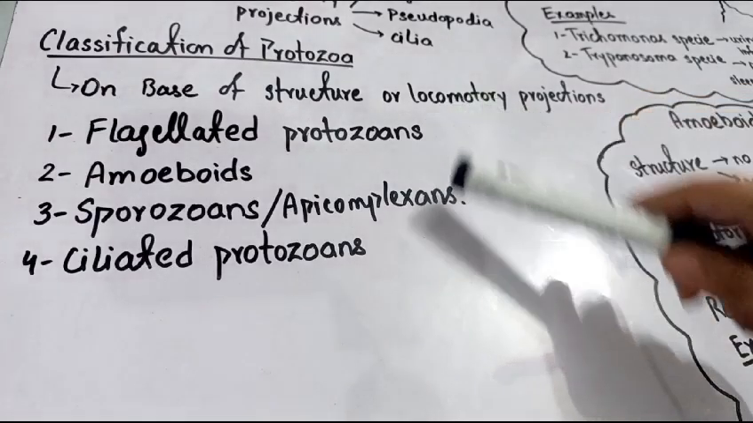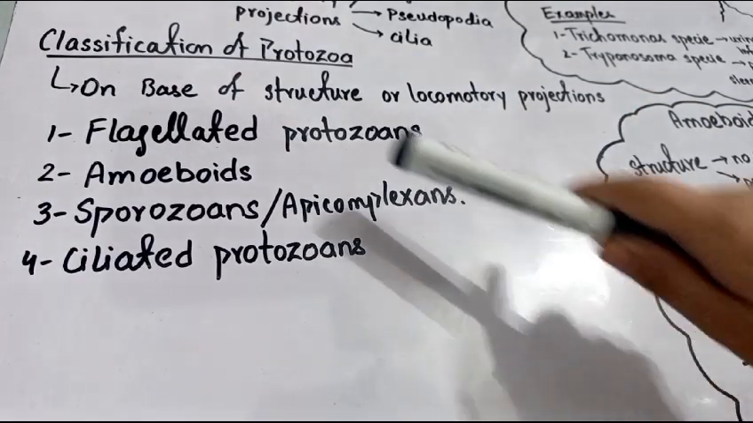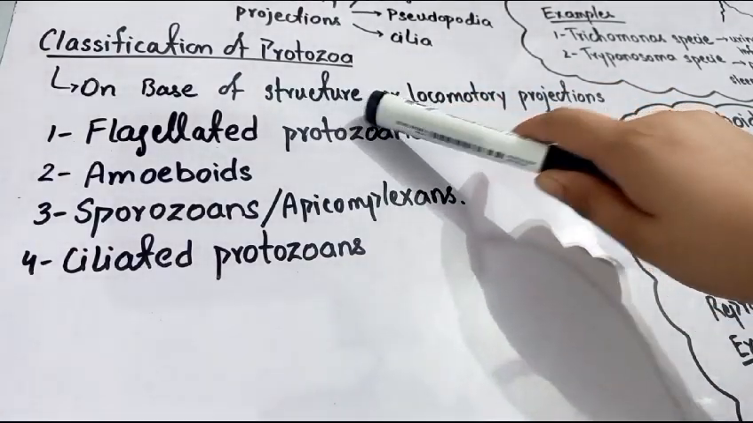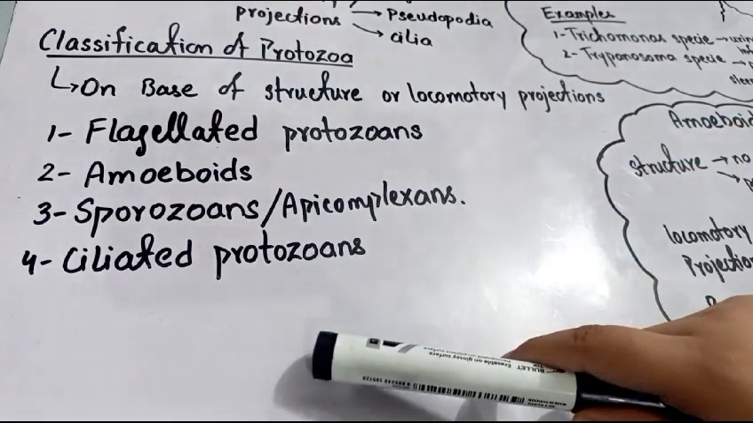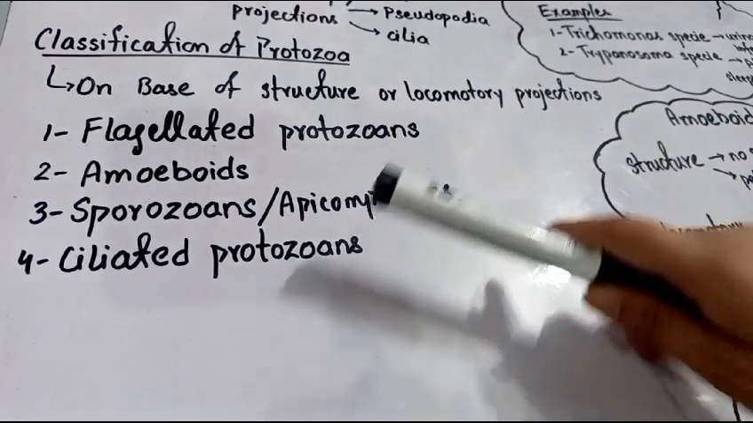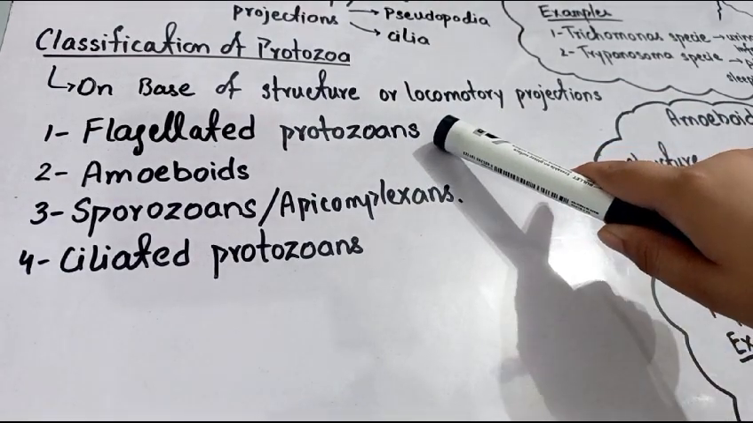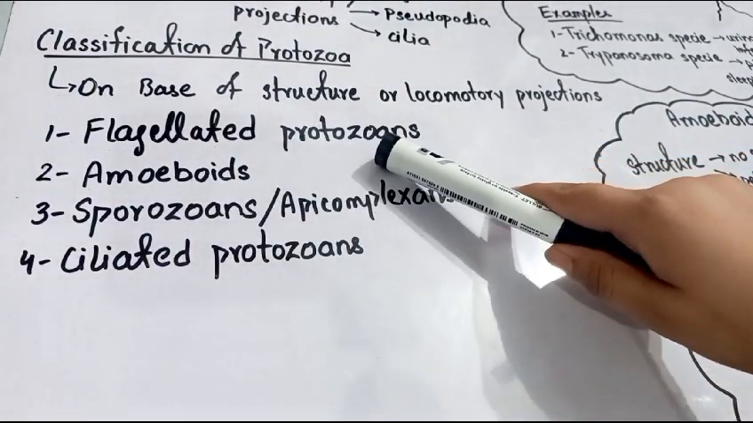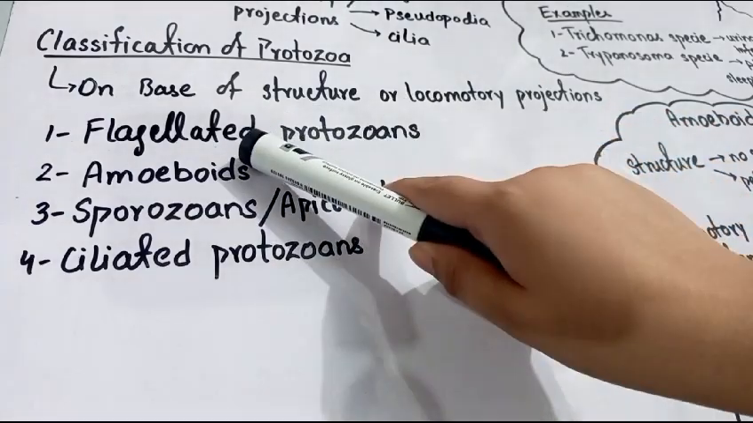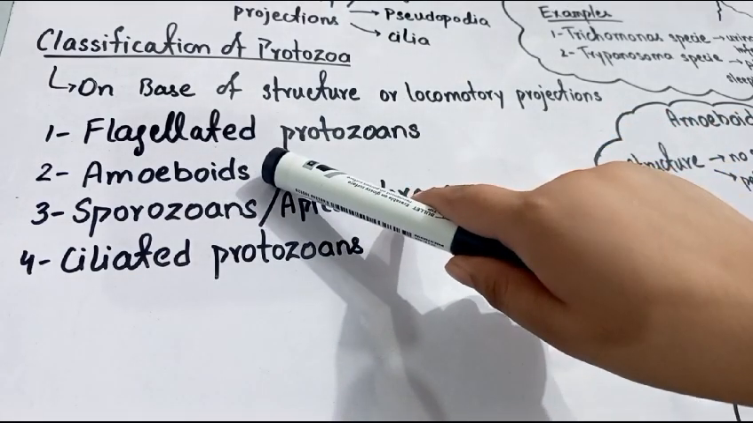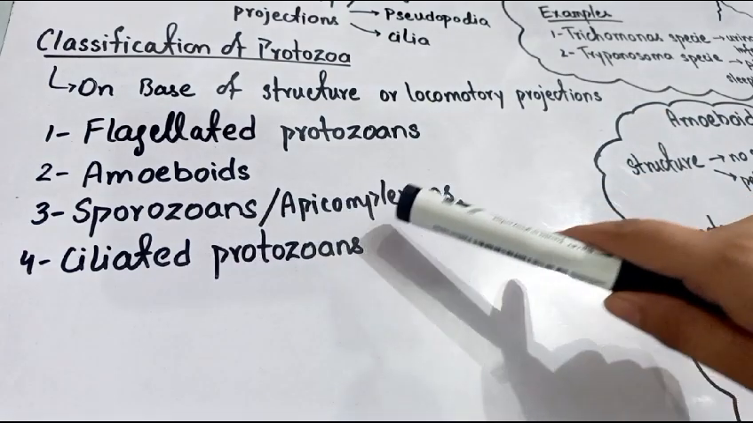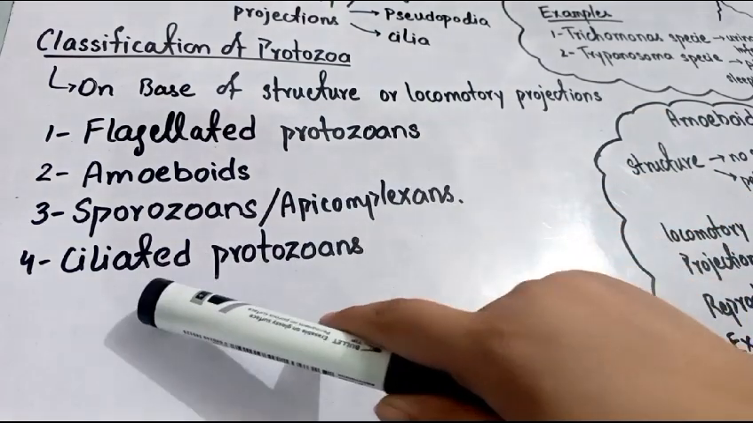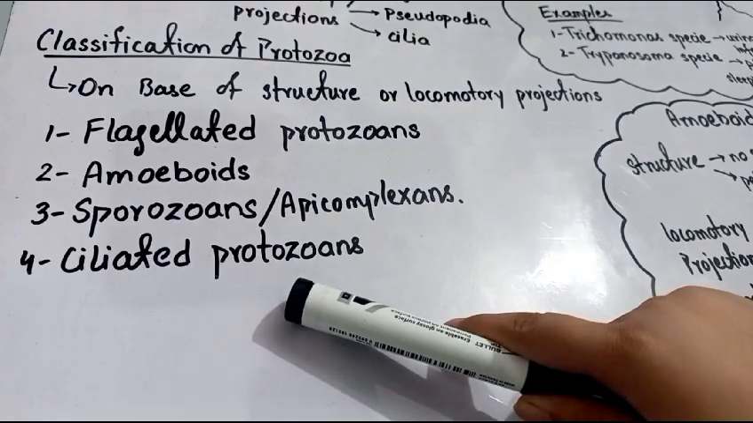So here are some classifications of protozoa. It is classified on the basis of its structure and locomotory projections. There are four groups in which protozoa are divided. The first group is flagellated protozoa. As its name indicates, their locomotory projection will be flagella. Some are amoeboids, some are sporozoans, which can also be called apicomplexans, and some are ciliated protozoans.